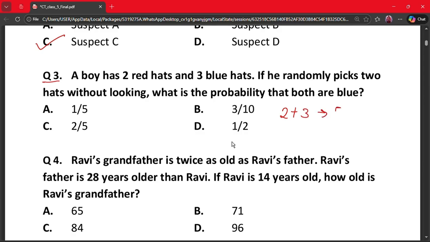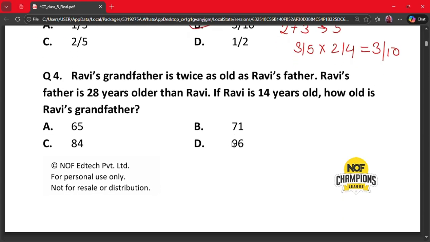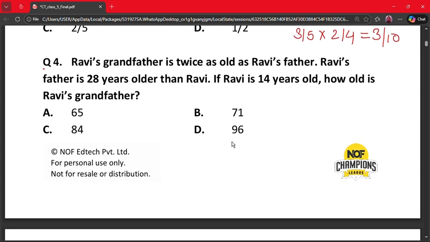So there are a total of 2 red hats plus 3 blue hats. That means a total of 5 hats. And the probability that the first hat is blue is 3 by 5. And the probability that the second hat is blue is 2 by 4. So 3 by 5 into 2 by 4 equals 3 by 10. So our correct answer is option B, that is 3 by 10. Next question is question number 4.